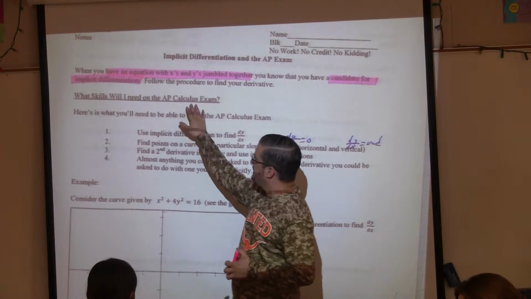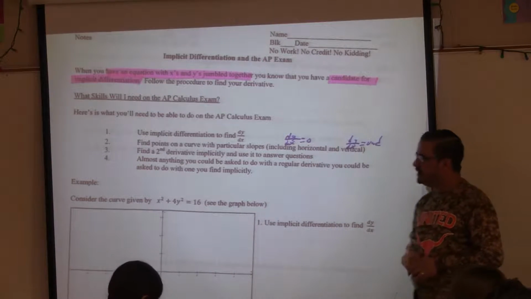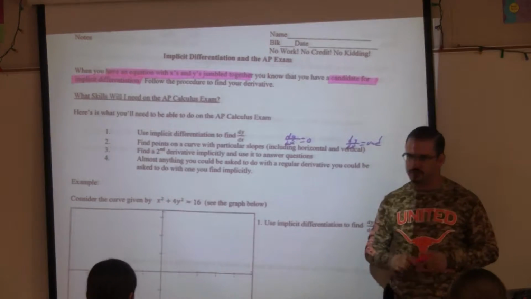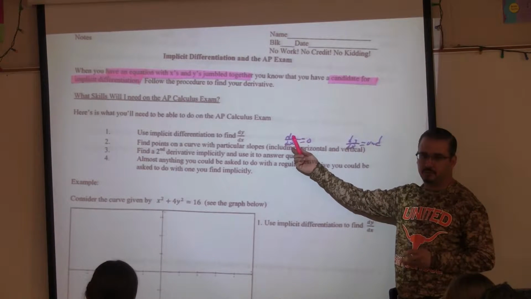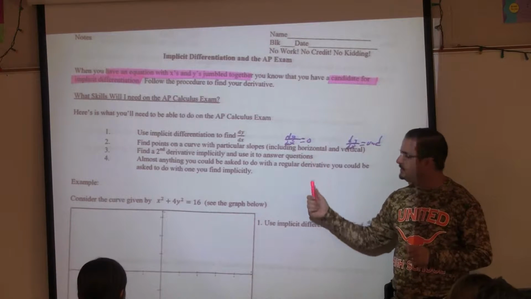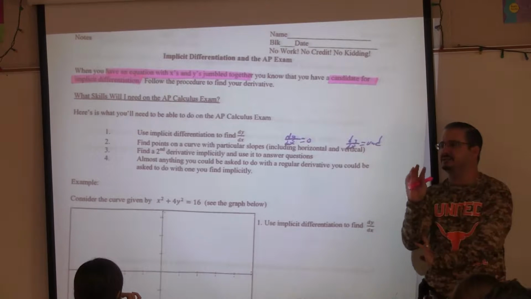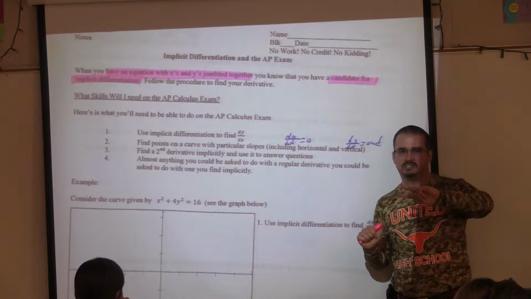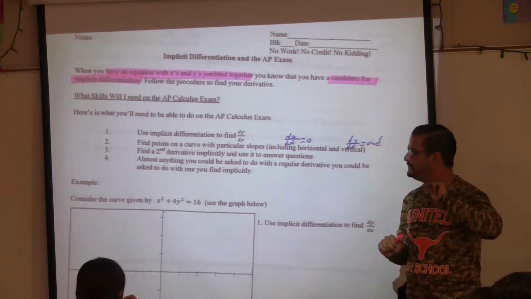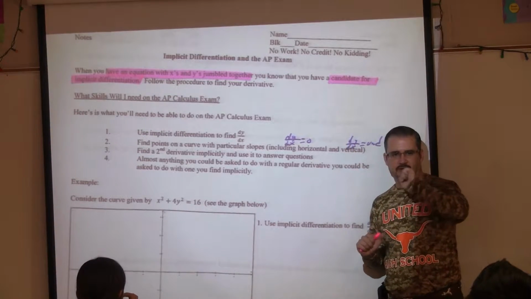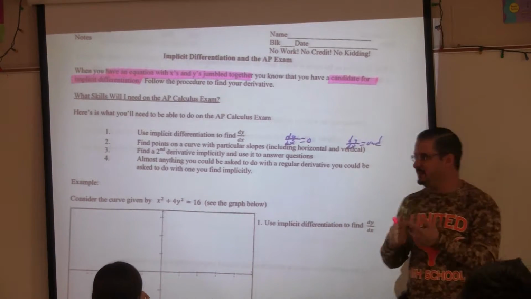A couple of the things you'll need for the AP Calculus exam is to be able to find the derivative implicitly, and also to find points on a curve with particular slopes. So like I mentioned earlier, when we have a horizontal tangent line, the slope is equal to what? 0. And when we have vertical tangent lines, we know the slopes are undefined. And we kind of talked about when a fraction is equal to 0 and when a fraction is undefined, right? So when is a fraction equal to 0? Only when the numerator is equal to 0, and when is a fraction undefined? When the denominator is equal to 0.